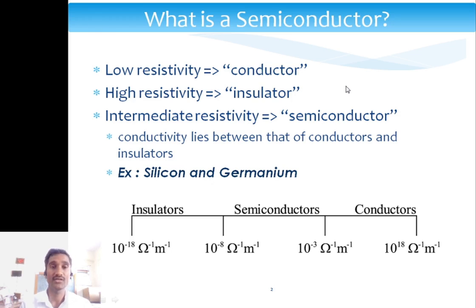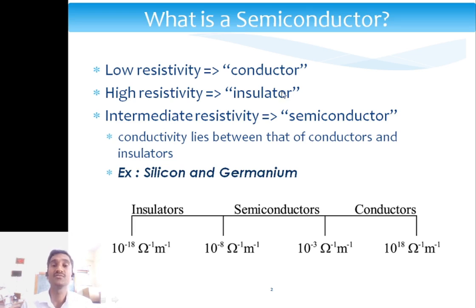If the material has low resistance, that means the current can easily flow through this material. So this material is nothing but a conductor. Examples of conductors are aluminum, copper, and gold. If you apply voltage to this material, the current easily flows through it.